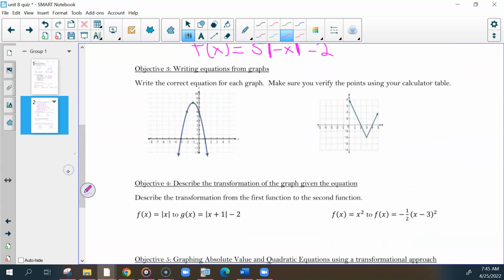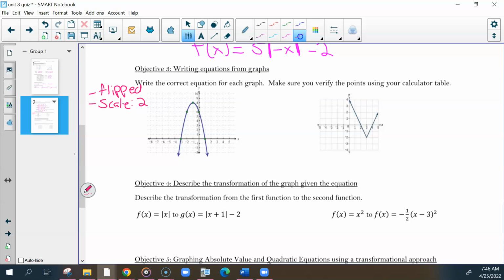Objective 3, you had to write the correct equation for each graph. There were 4 transformations that happened to the first one and 3 transformations that happened to the third. You did not need to list out those transformations, but if it helped you, you could do that. So for 1, this flipped over the x-axis. This stretched by a scale of 2.